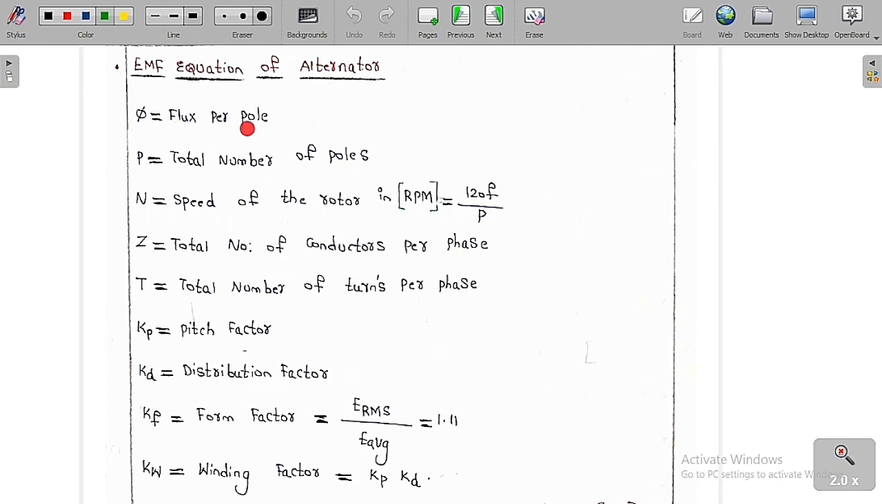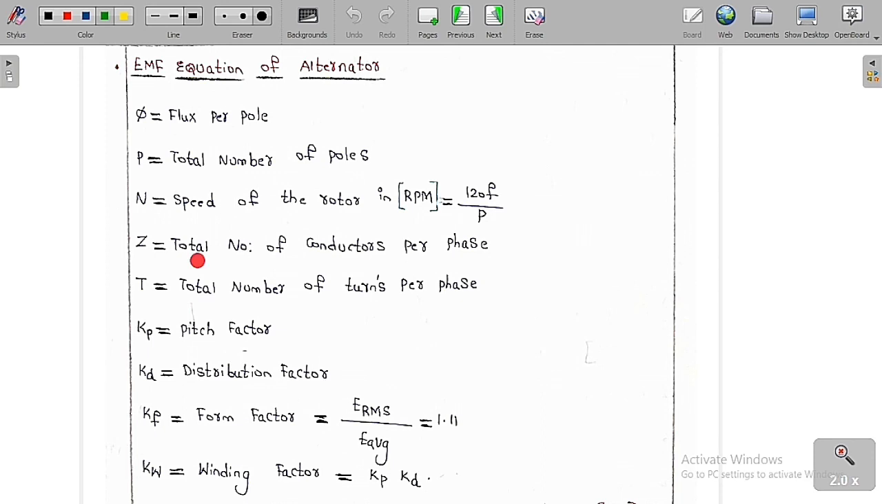See, phi is the flux per pole. One pole is going to deliver a flux of phi. So phi is the flux per pole and P is the total number of poles present on the stator. N is the speed of the rotor in RPM, which is 120f/P, because the rotor speed is nothing but the synchronous speed. The rotor is always going to rotate at the synchronous speed, so therefore 120f/P.